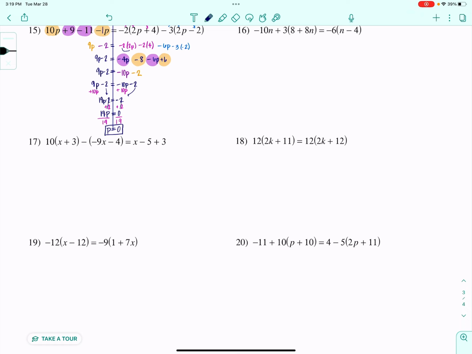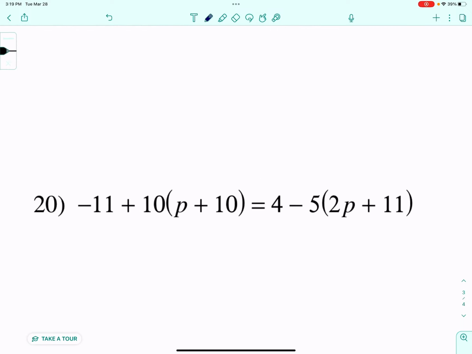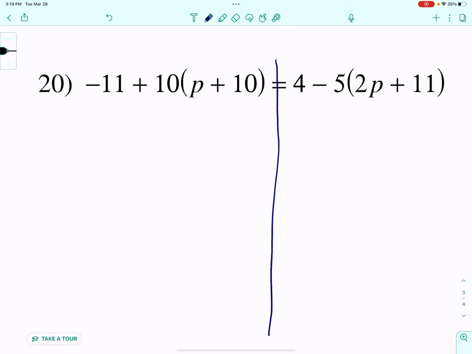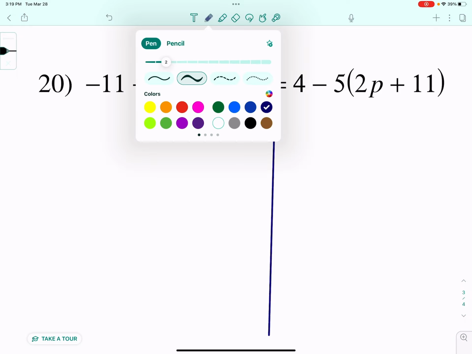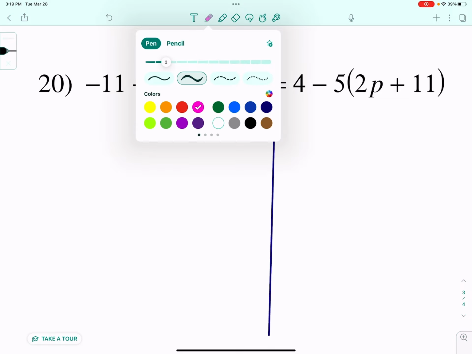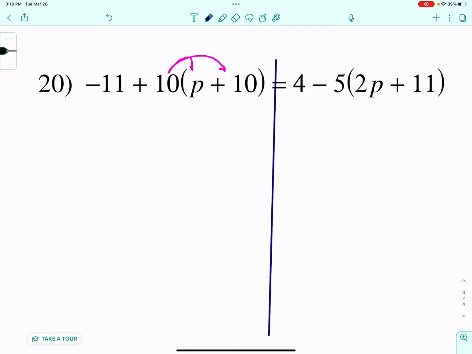We will take a look at one more. Let's take a look at 20. I'm going to go ahead and draw my line. I'm going to check for like terms or distributing on the left side. I don't see any like terms, but I absolutely see a distribution opportunity. So I'm going to bring down my negative 11. Then I'm going to multiply 10 times p and get 10p. And then 10 times 10 is 100.